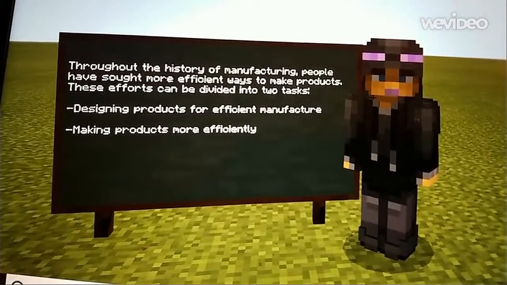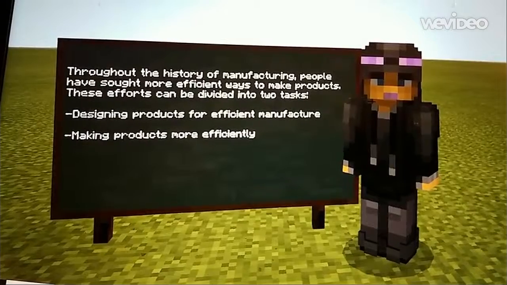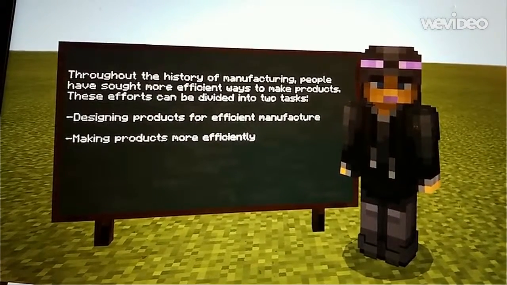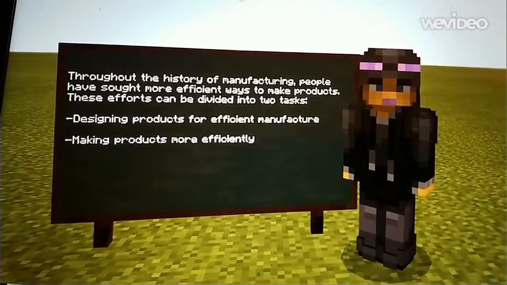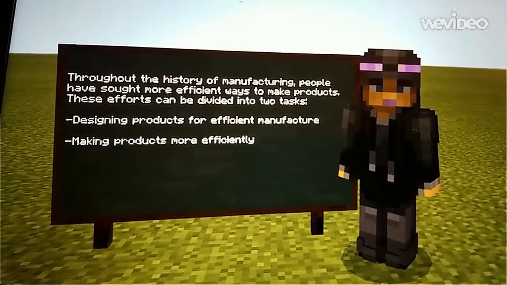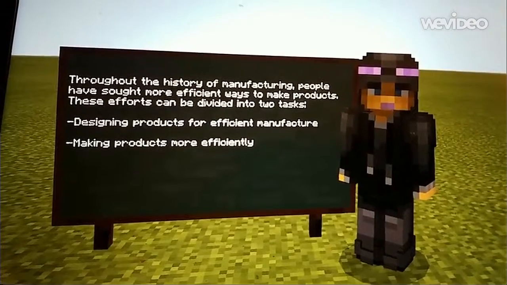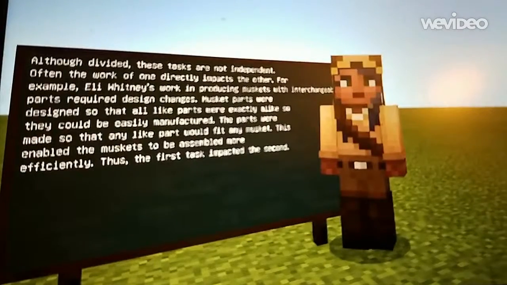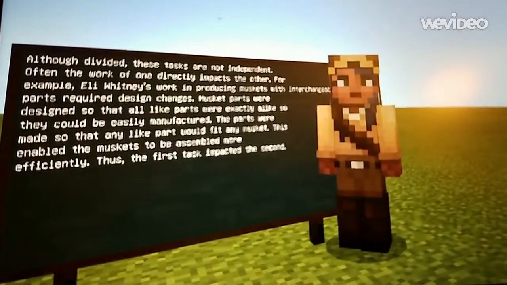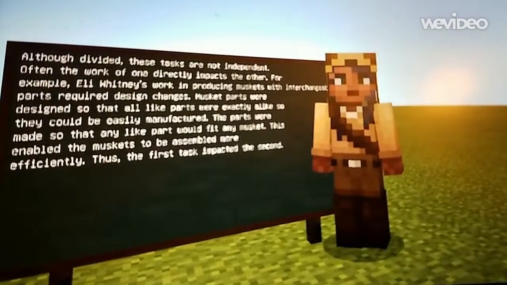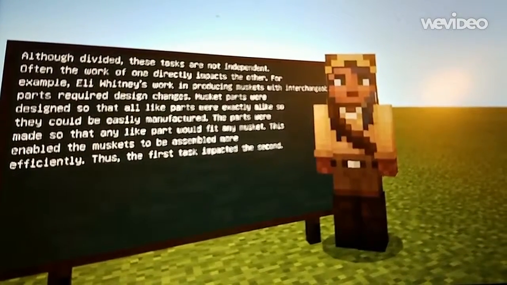Throughout history of manufacturing, people have sought more efficient ways to make products. These efforts can be divided into 2 tasks: designing products for efficient manufacture and making products more efficiently. Although divided, these tasks are not independent. Often the work of one directly impacts the other.